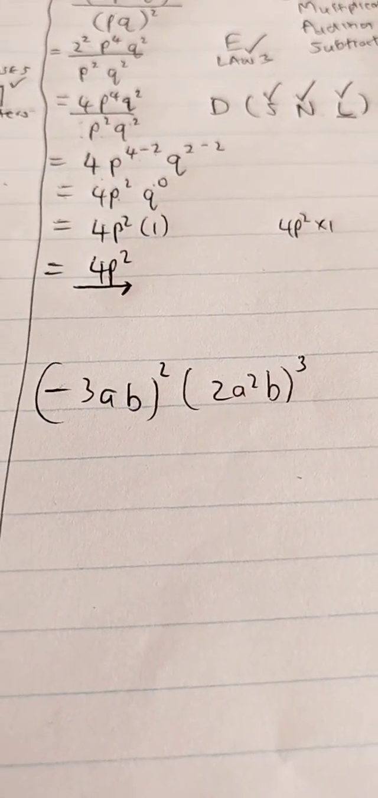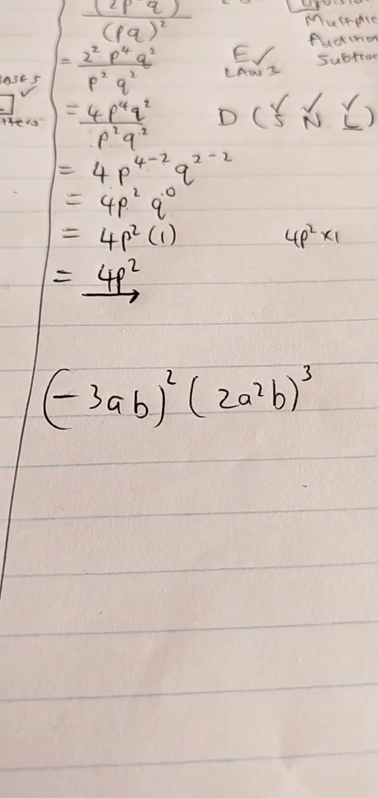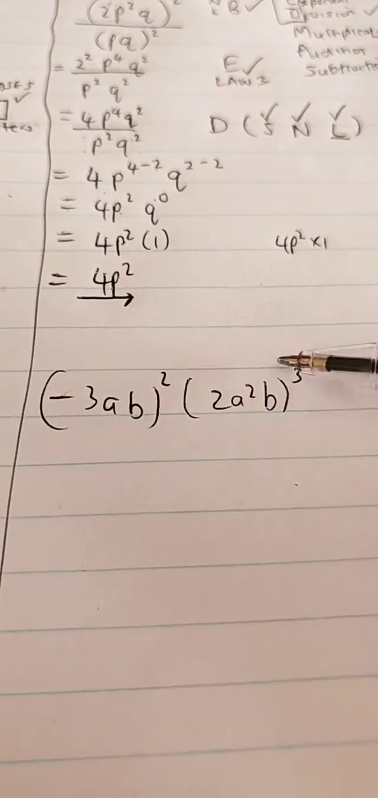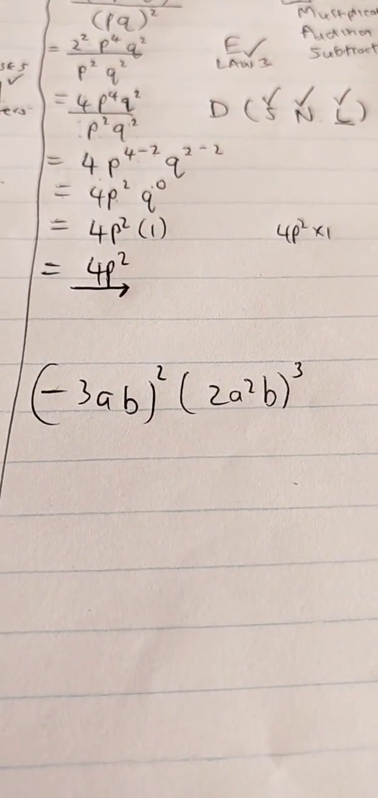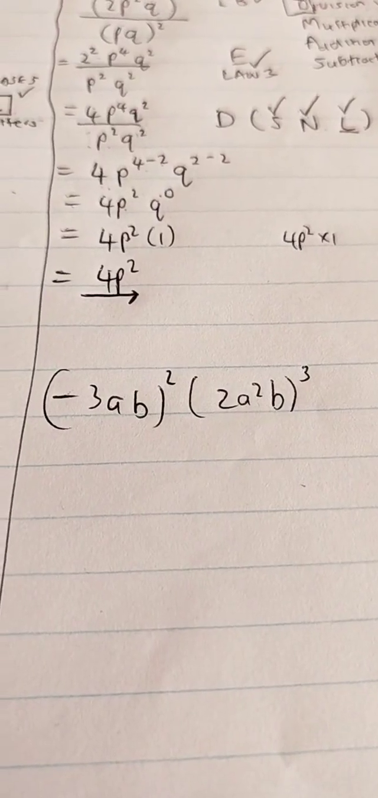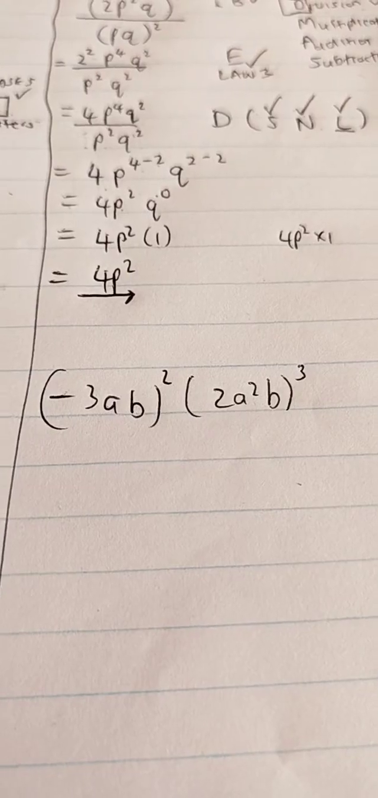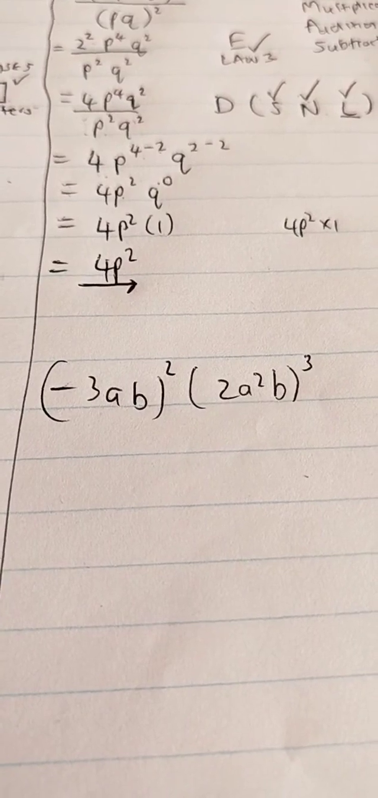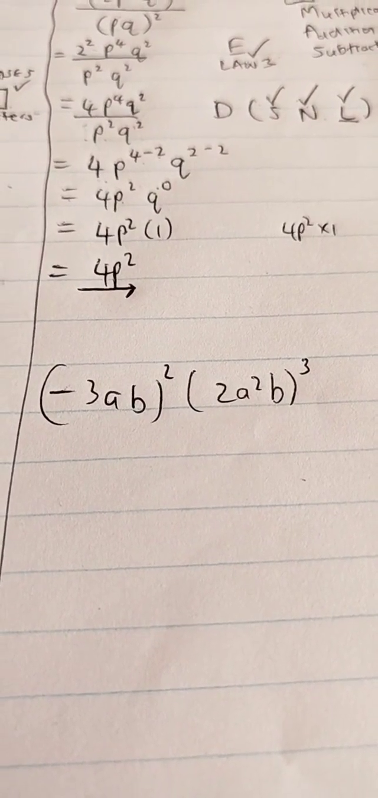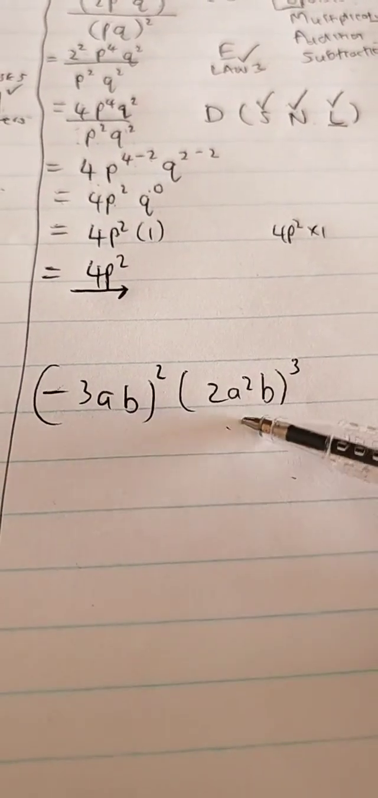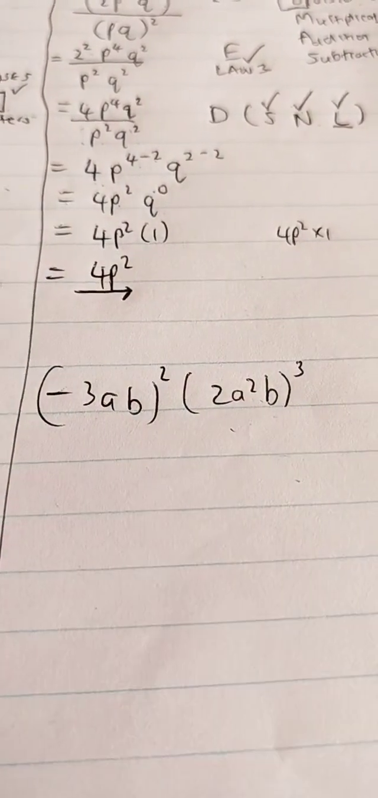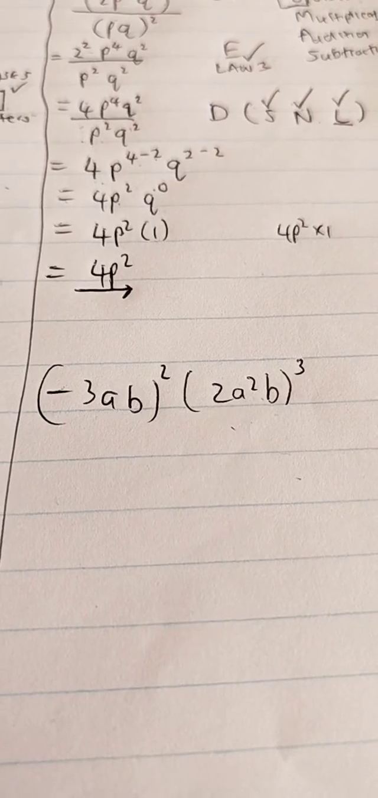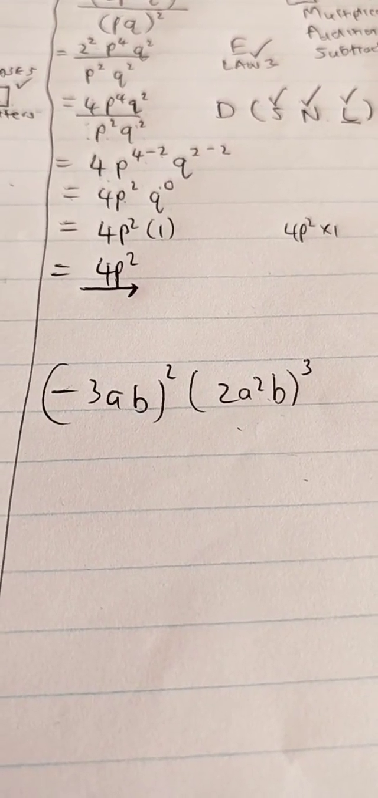So minus 3ab to the power 2. And then there's another bracket, 2a squared b. Minus 3ab, the whole thing to the power 2, times the bracket 2a squared b, the whole thing to the power 3. So now we just want to simplify this. This is for all grades, grade 8, 9, 10, 11, 12.